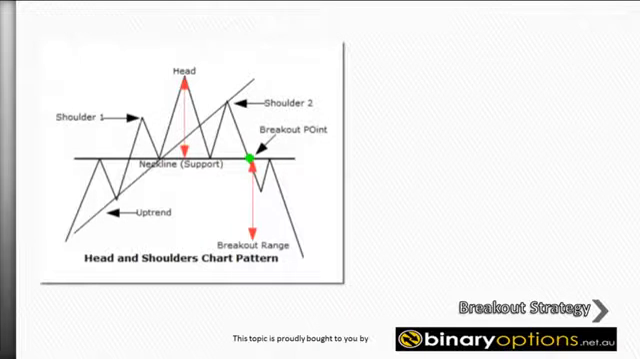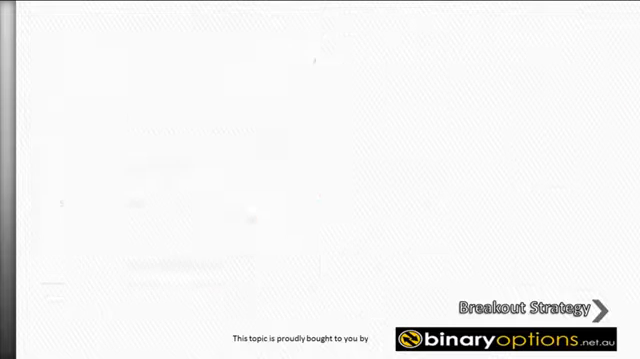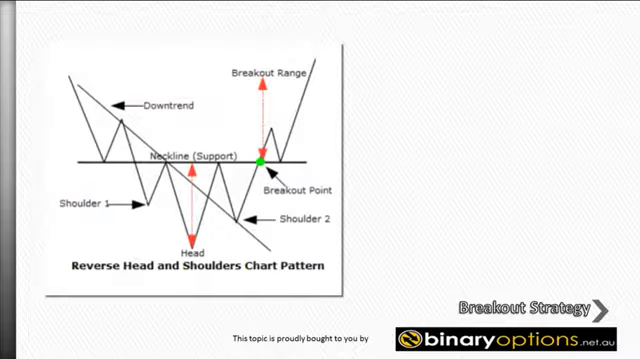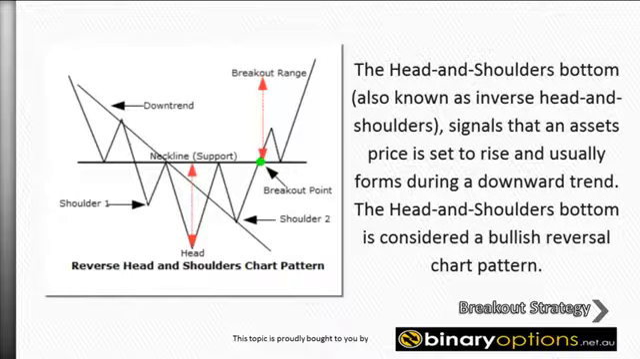There are two versions of the head and shoulders pattern. The head and shoulders top is a signal that an asset price is set to fall once the pattern is complete, and is usually formed at the peak of an upward trend. The head and shoulders top is considered a bearish reversal chart pattern. The head and shoulders bottom, also known as inverse head and shoulders, signals that an asset's price is set to rise and usually forms during a downward trend. The head and shoulders bottom is considered a bullish reversal chart pattern.